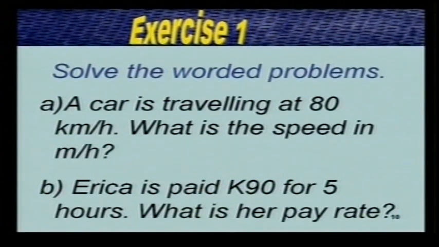A car is traveling at 80 kilometers per hour. All right, that's the rate. 80 kilometers per hour. What is the speed in meters per hour? Okay, this time it's asking you to change that speed into meters per hour. So the rate is again 80 kilometers per hour. Now you'll have to change it into meters per hour.